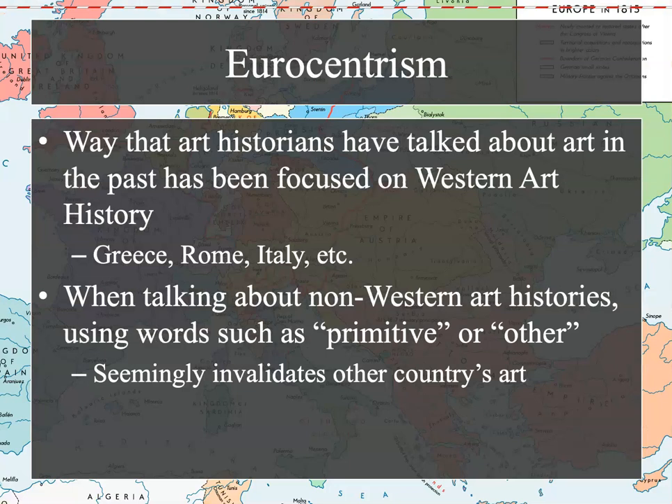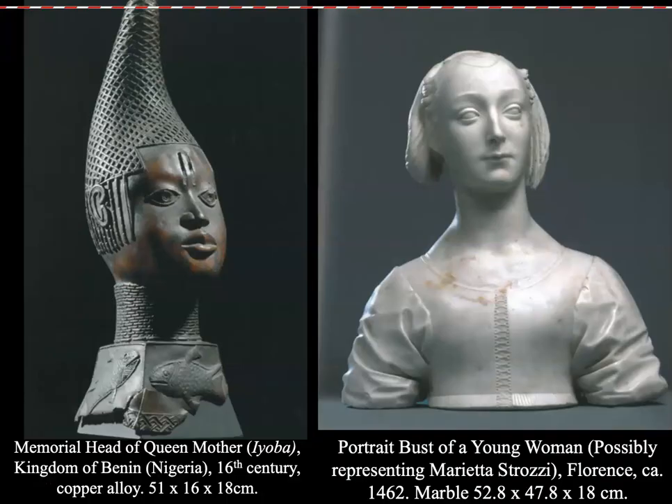So we will talk about that in class, right? This Eurocentrism, this way that art historians have talked about art in the past has been focused on Western art history, like Greece, Rome, and Italy. And when talking about non-Western art histories, using words such as primitive or other, we talked about this with Gauguin in class. It kind of invalidates the power of other countries' art and their art making at large. So we'll see that in this class. We'll talk about the importance of that in looking at African versus Roman or Greek sculpture and how historically art historians have talked about those things to delegitimize one community over another.